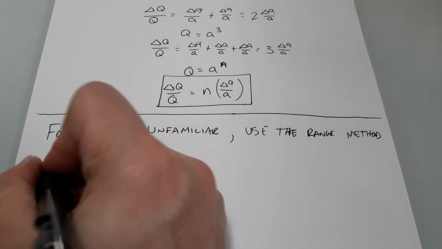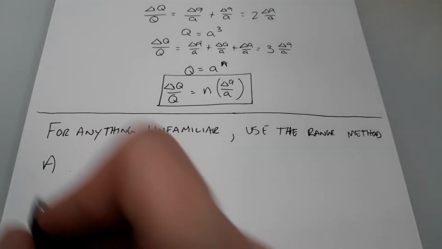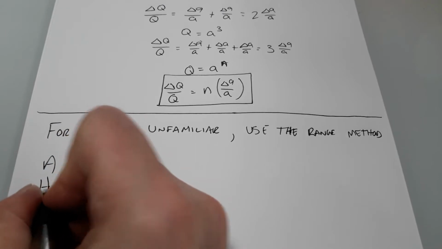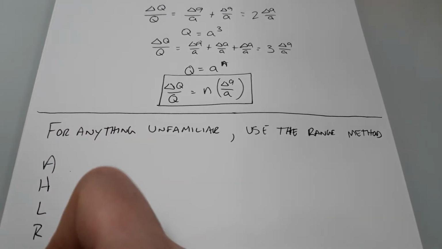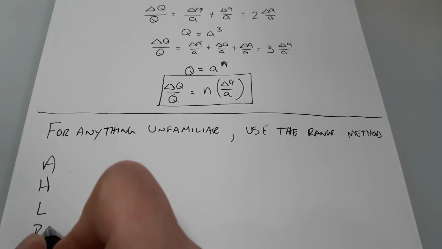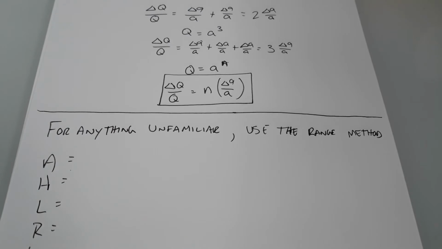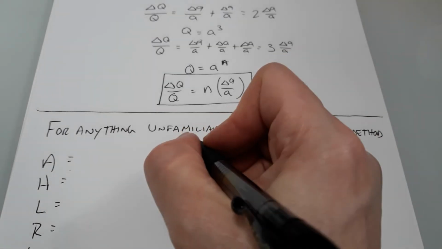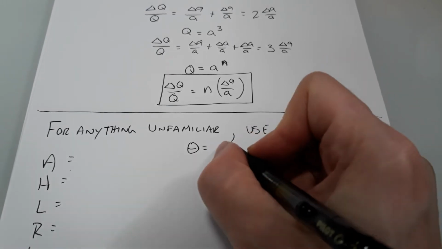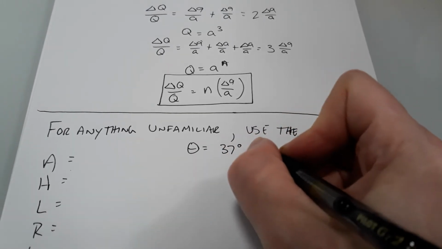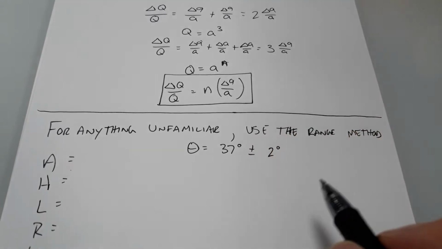And so we would calculate whatever our answer is to that calculation just in the same way that we would normally do it. But then we would look for what is the highest possible value, the lowest possible value, what's the range between those two, and then that would be used to determine the uncertainty. So let me give you a concrete example. Let's say that we were looking at a situation where we had some angle, and that angle was equal to 37 degrees plus or minus 2 degrees.